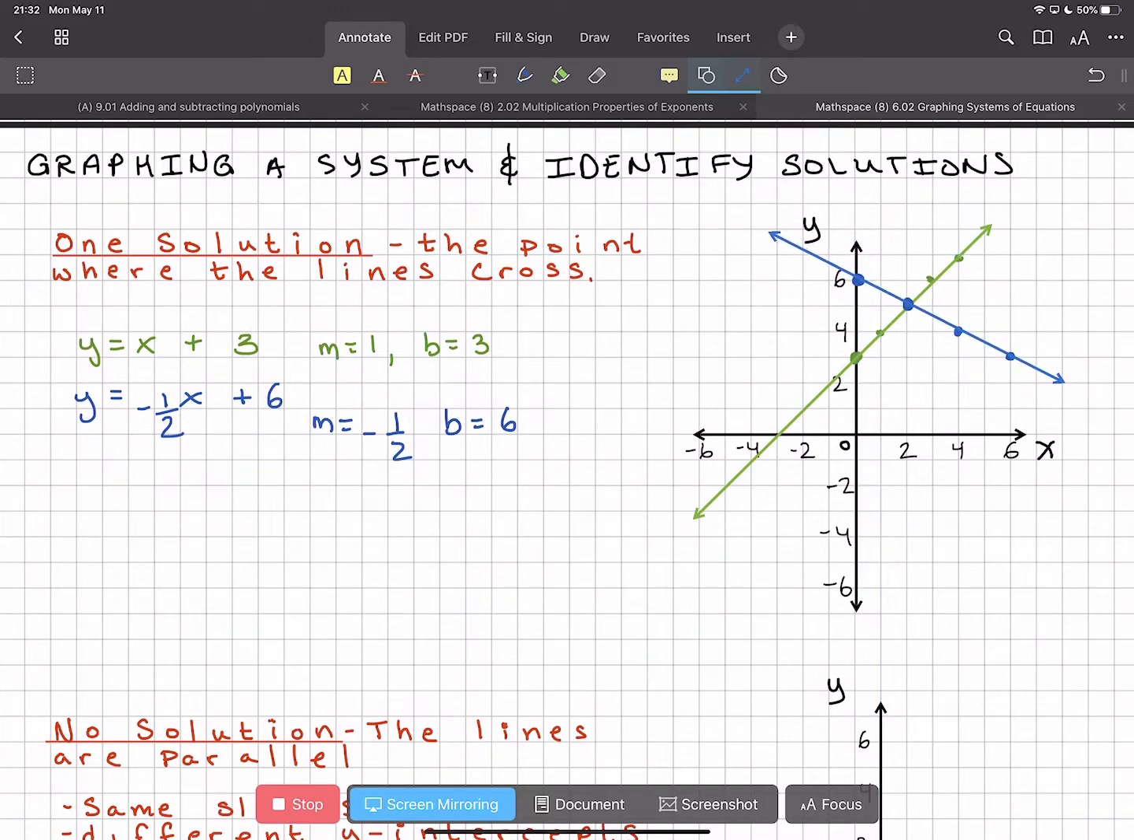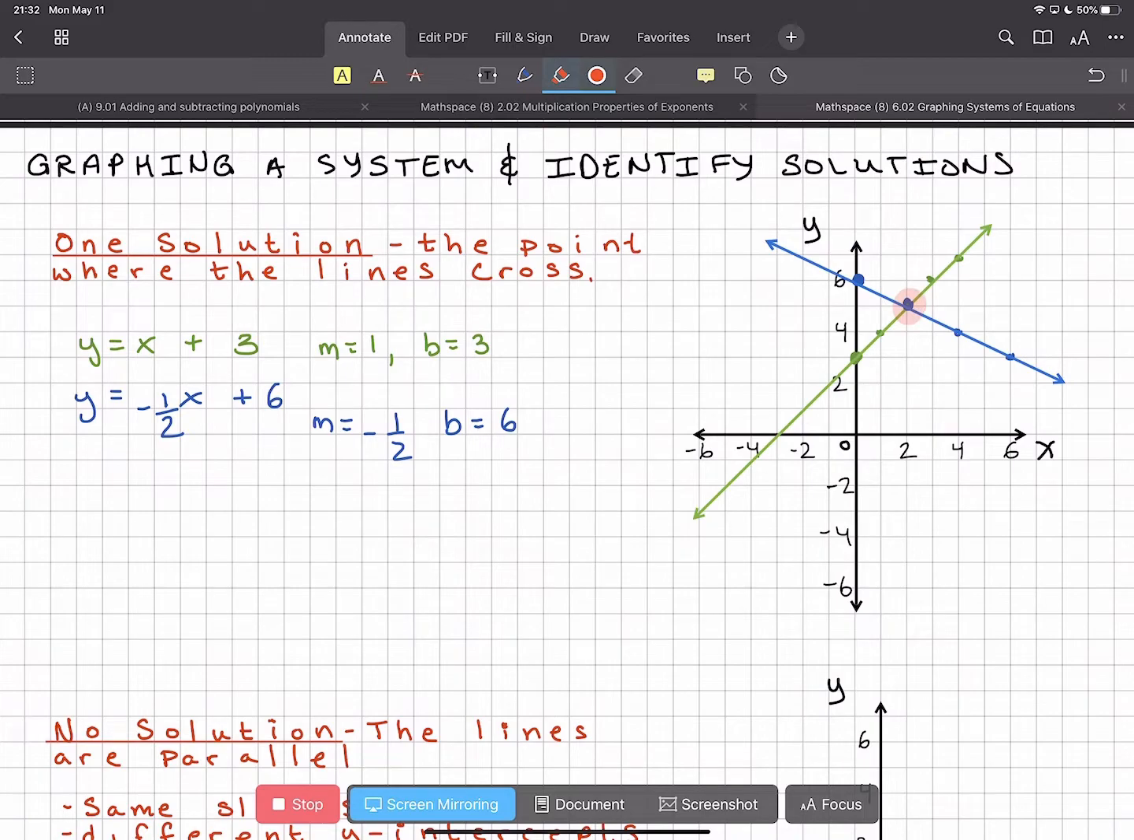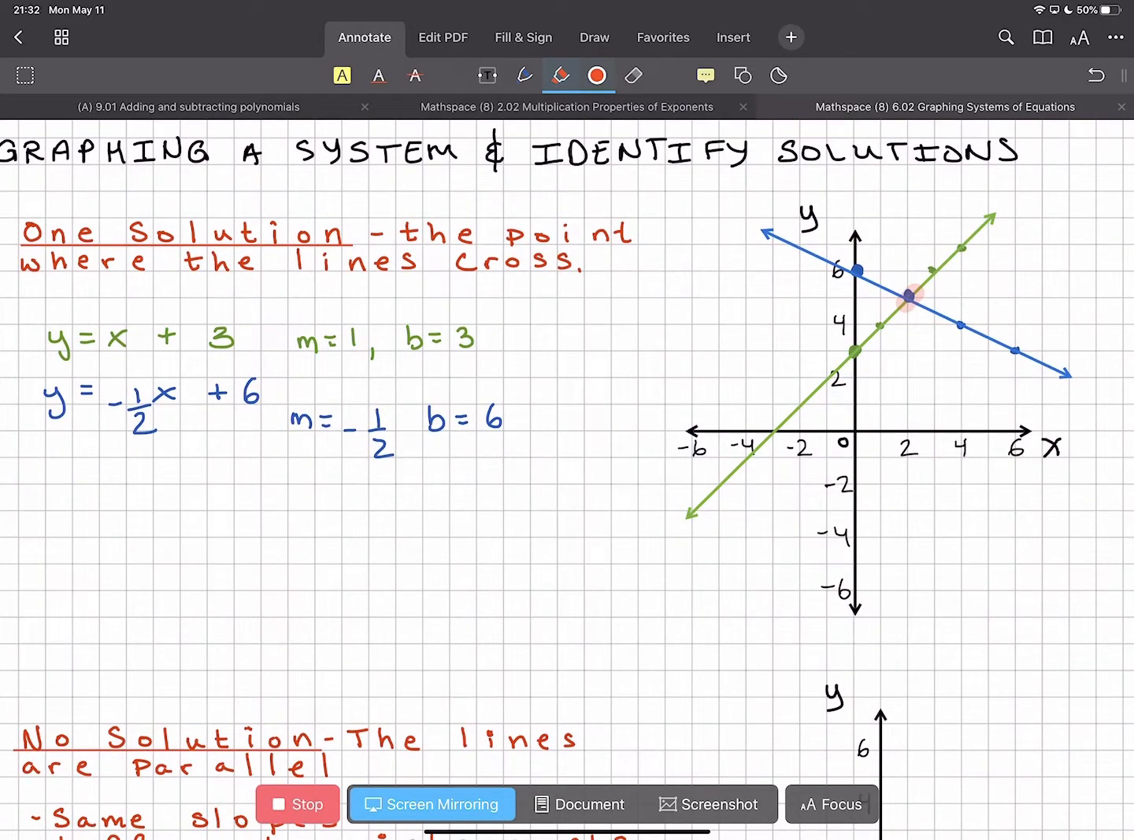You can see I have something that looks like that, but I have this area here where the two lines intersect. So this system of equations has a solution. It's the point where the two lines meet. So I need the coordinates for that point that I just highlighted in red.